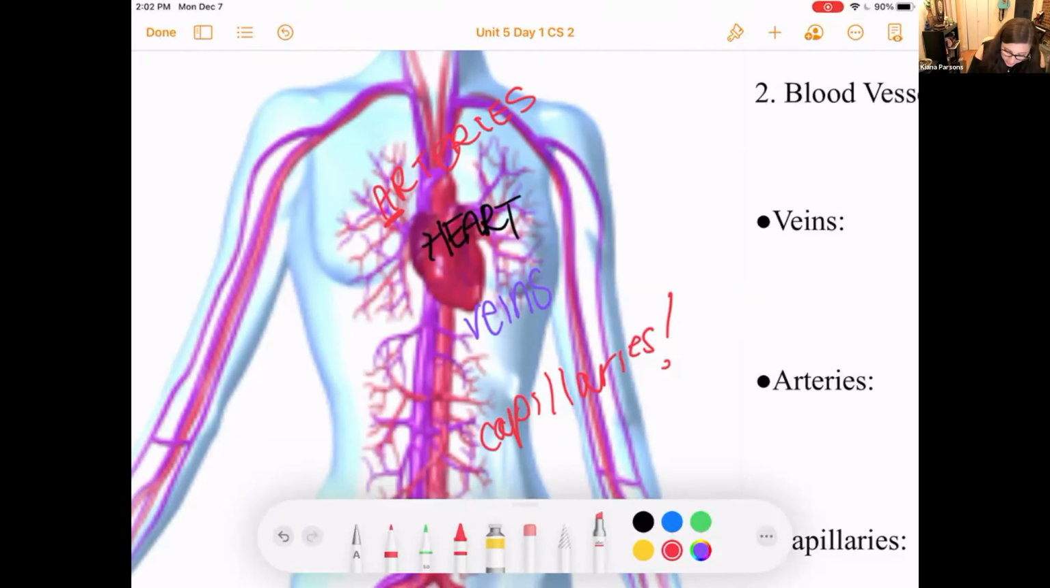So arteries, blood away from the heart. The heart is the pump. The veins carry blood back to the heart.